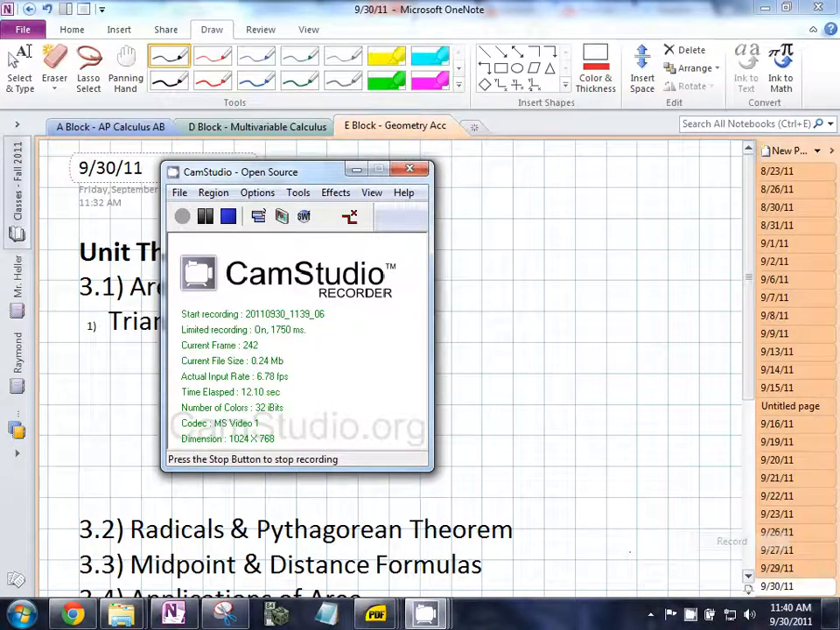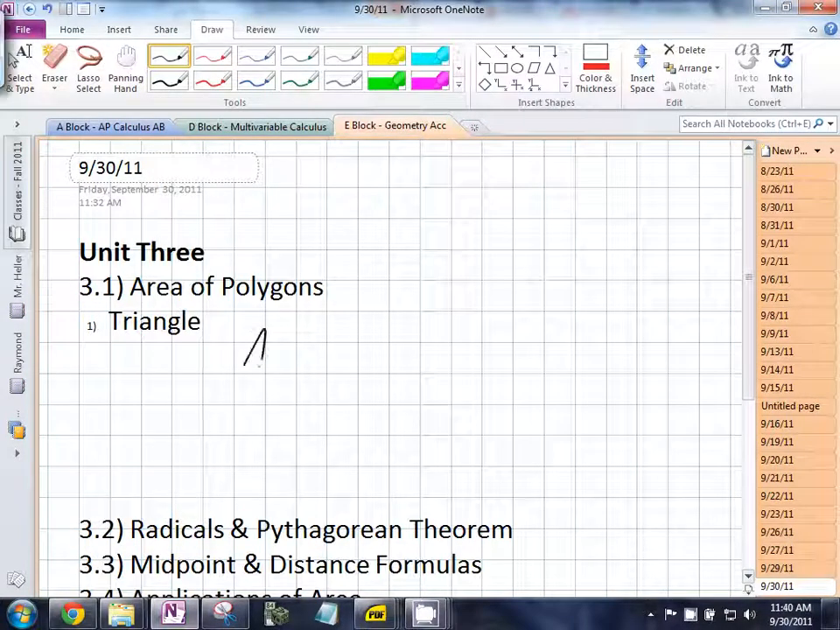Awesome. Frequently in your life: the area of a triangle equals 1/2 base times height.